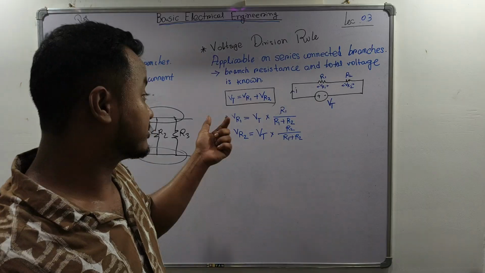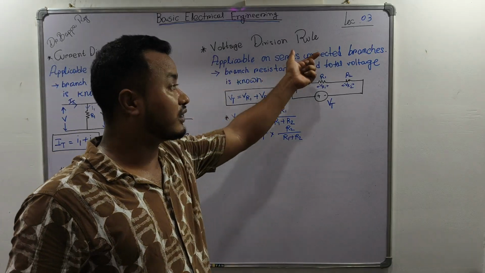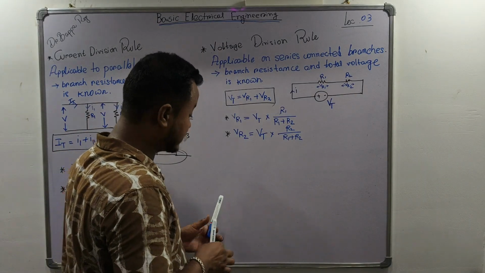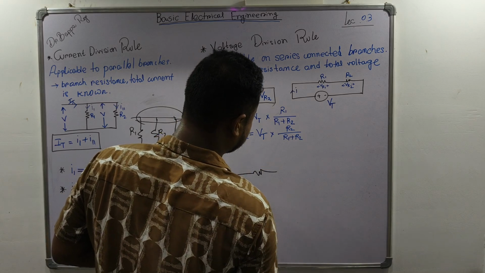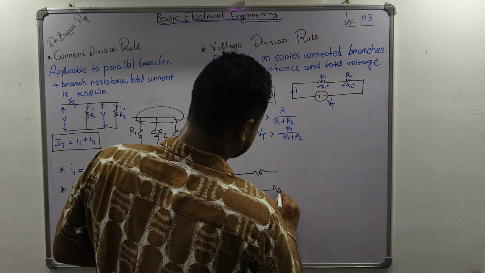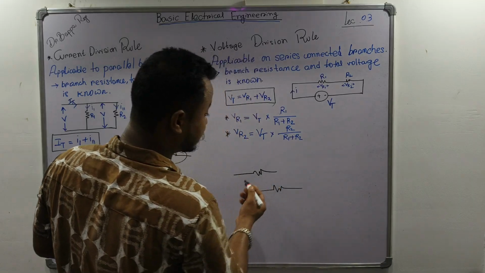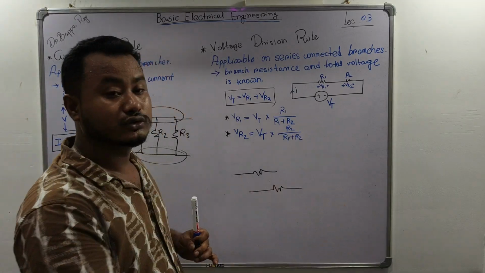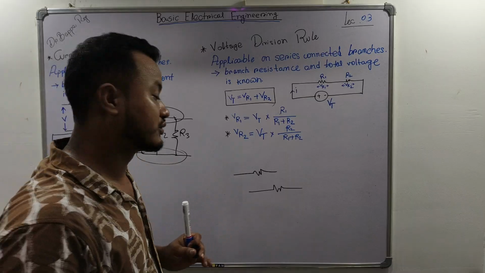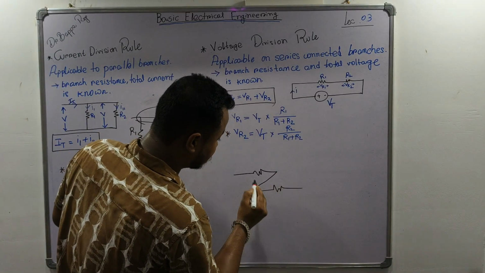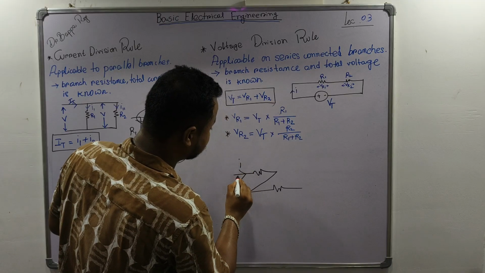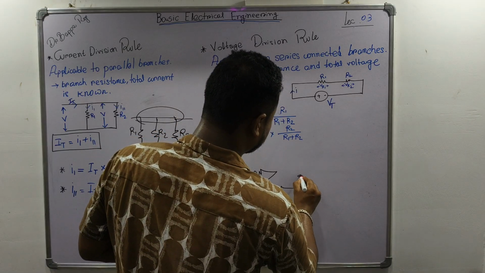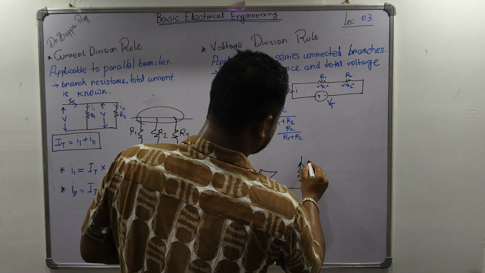Then the voltage division rule. The voltage division rule is also applicable only on series connected. Series connected means if we have one branch like this, another one branch like this. When will it be series connected? When the same current is flowing through this branch. Same current must flow through this branch. If I current is flowing here, the same I current will flow here. If we have another resistance, the same I current will flow.